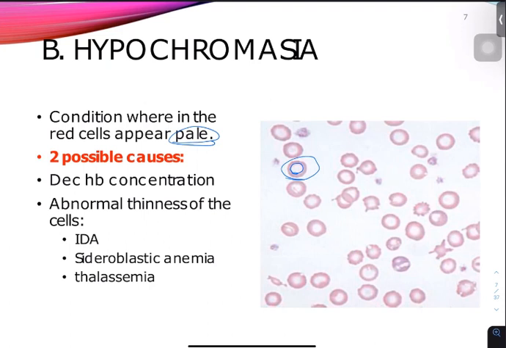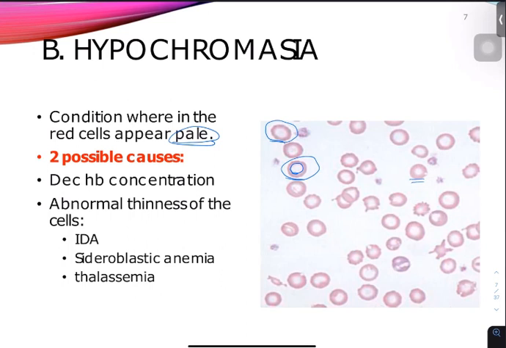Another example is this one. How can you say it's normal? You can say that it's normal when it looks like this. Almost one-third of the cell is only pallor or pale colored. More than one-third of that is considered your hypochromasia. Other cells that are not circular are your other RBC deformities. We will discuss that later on.